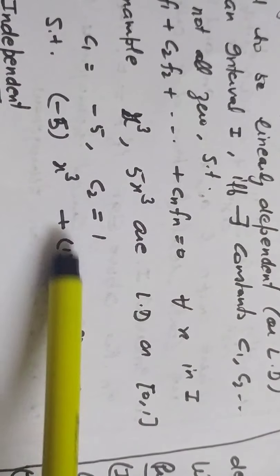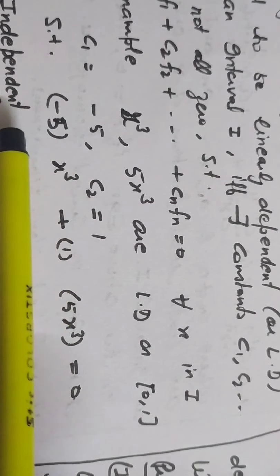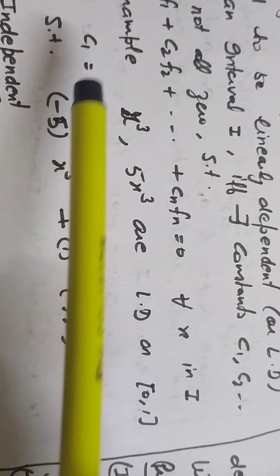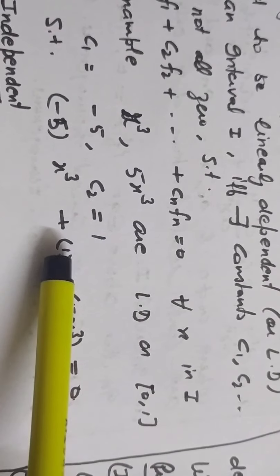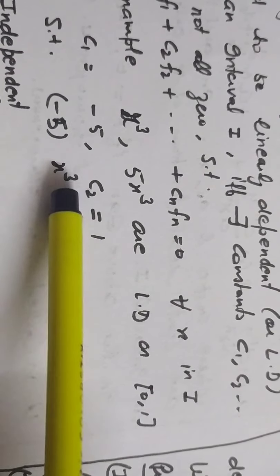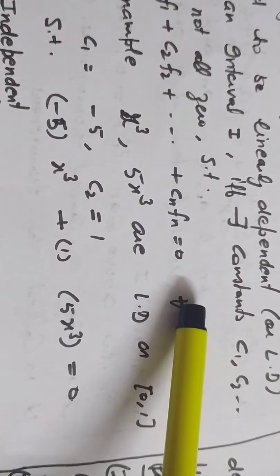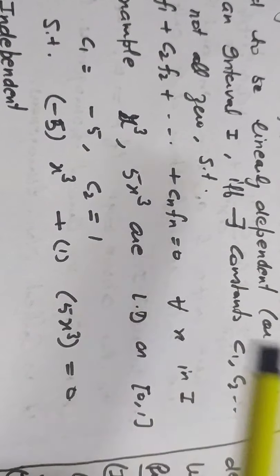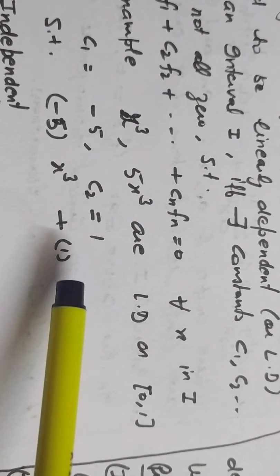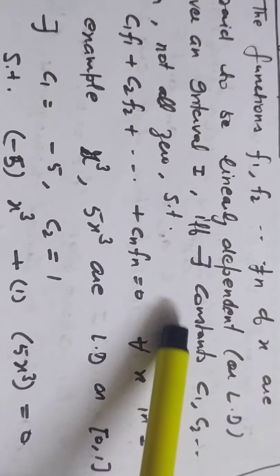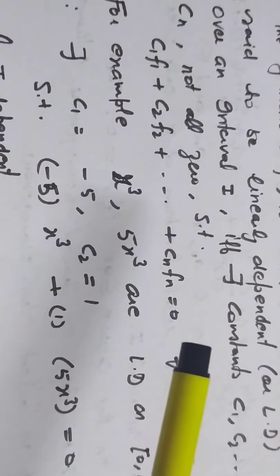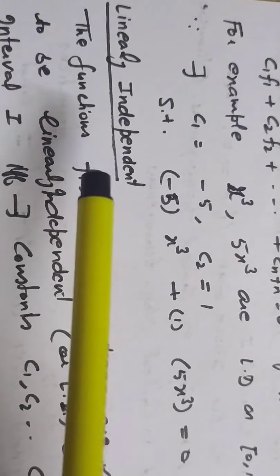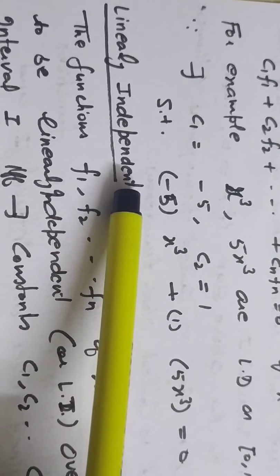Look at this expression. This is minus 5, denoted by c1, times x cube, that is c1 f1 plus c2 f2, and c1 f1 plus c2 f2 is 0, but c1 and c2 are not zeros. Here I have written constants c1, c2, so not all zeros. If this condition holds, then we say that the functions are linearly dependent. Otherwise, they are said to be linearly independent.